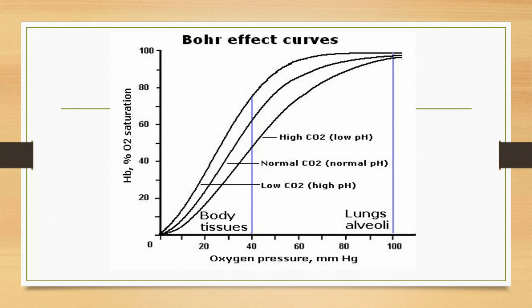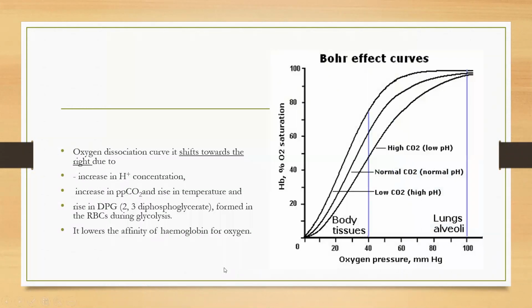Now, here is the oxygen dissociation curve. It shifts to the right due to, first point, an increase in hydrogen ion concentration. When the hydrogen ion concentration increases, you can see in this graph, this is the right side and this is the left side.